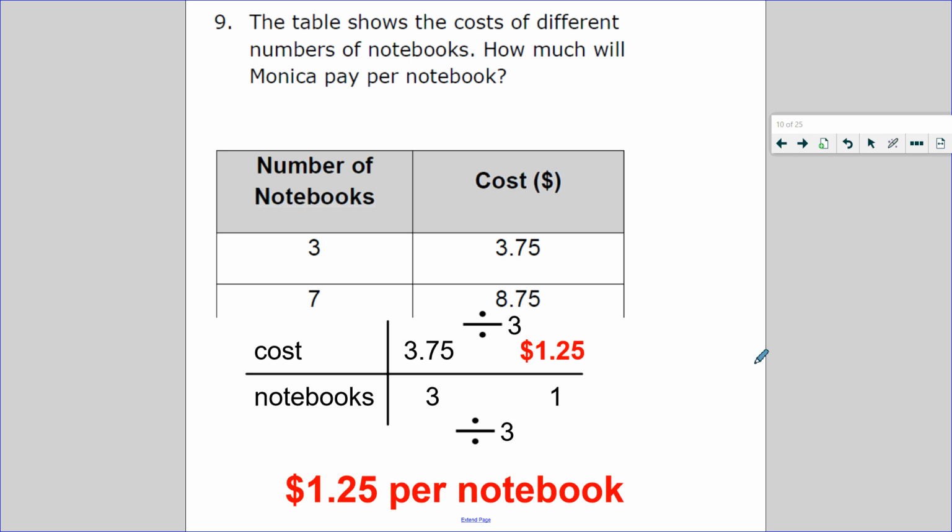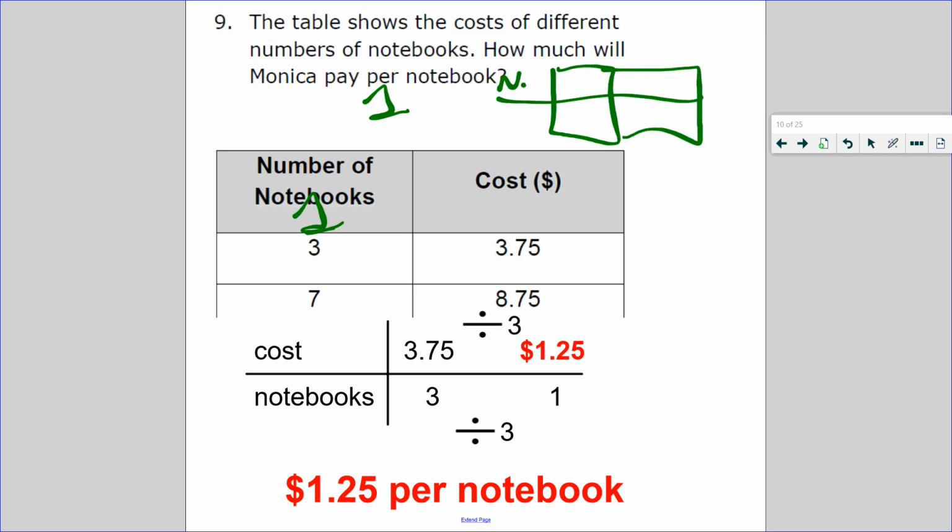Number 9, the table shows the cost of different numbers of notebooks. How much will Monica pay per notebook? How many notebooks am I talking about? One notebook. So I can make a table again. NB is for notebook cost. So let's see, 3 notebooks cost $3.75. But I need to drop it down to 1 notebook. So what's the relationship here? Divide by 3, divide by 3.